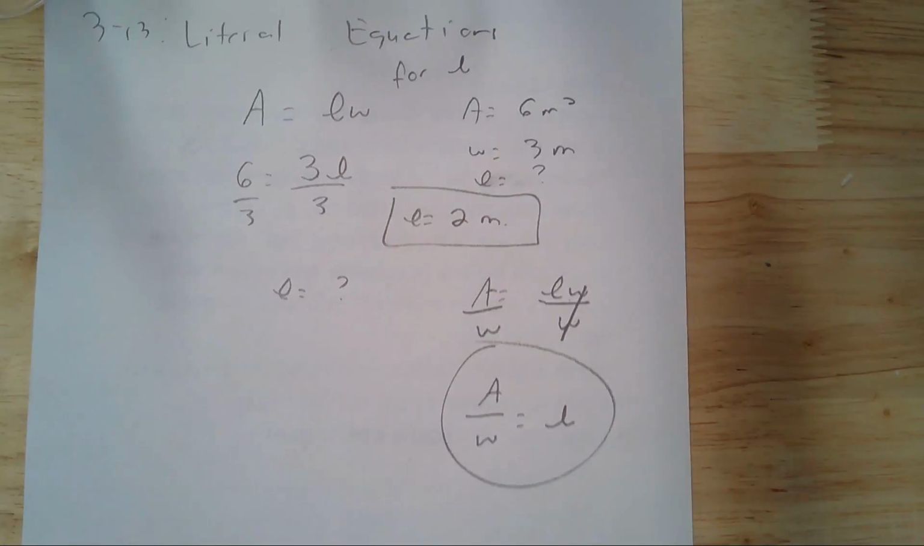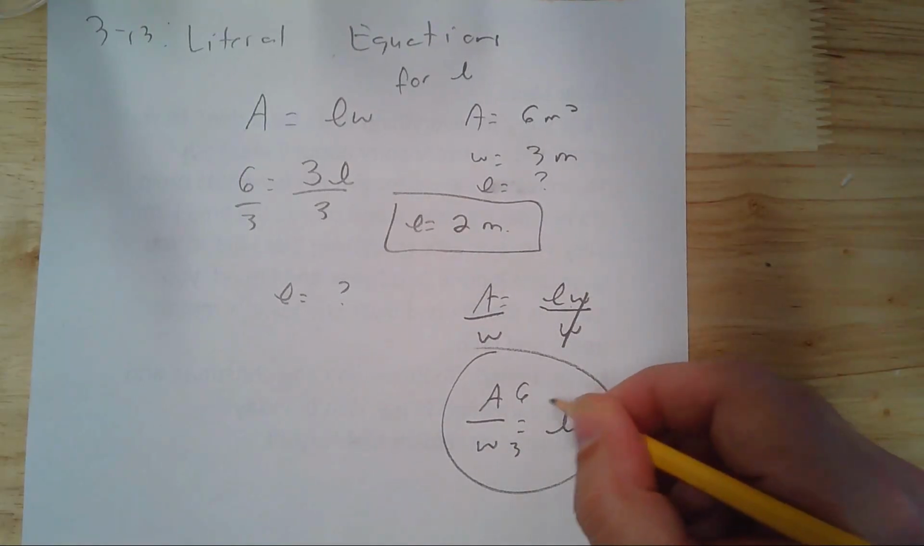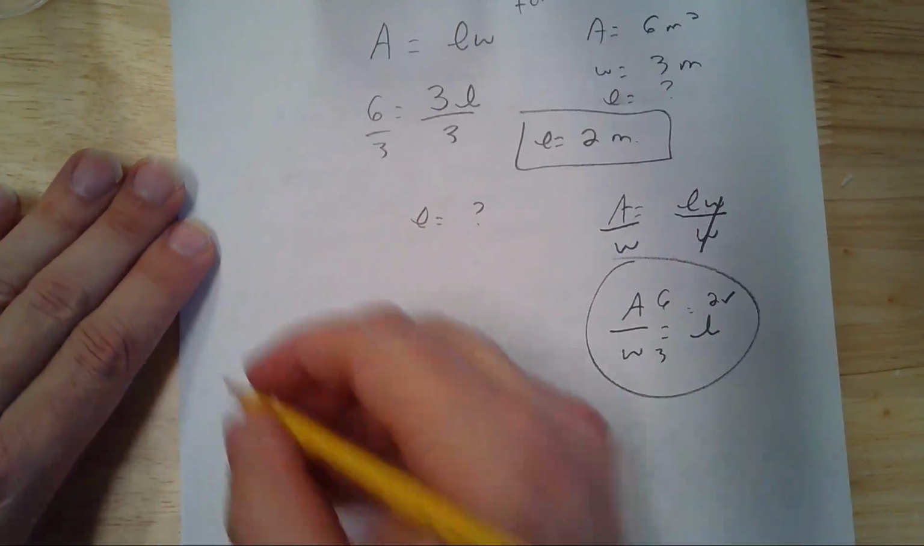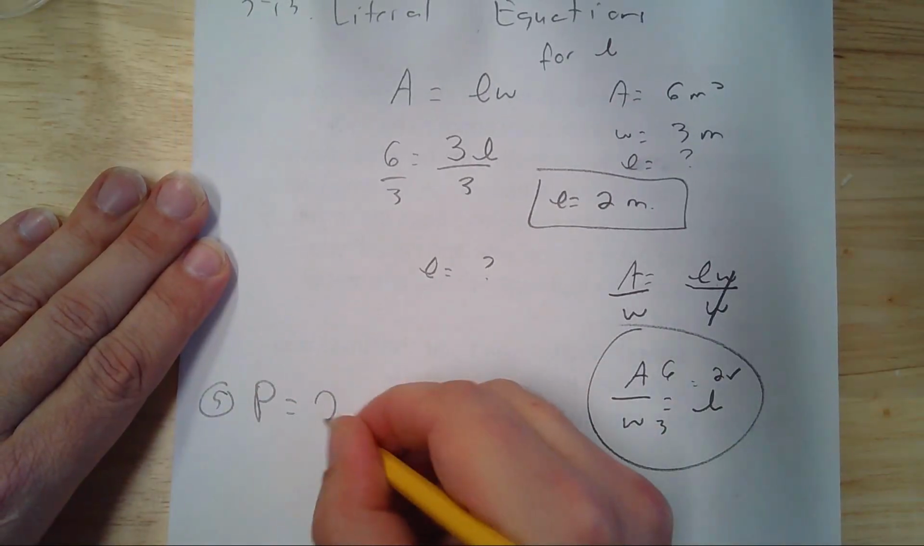And you can test it. If I plug everything in, the area is 6, the width is 3, 6 divided by 3 does equal 2. That is the correct answer, right? So we're just rewriting things for different variables, okay? Let's try number 5. It says the perimeter equals 2.